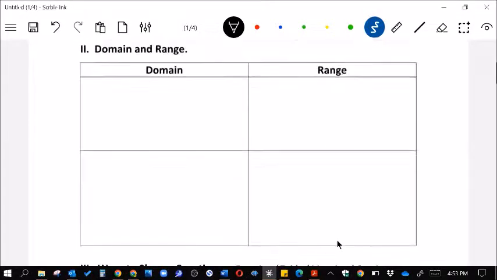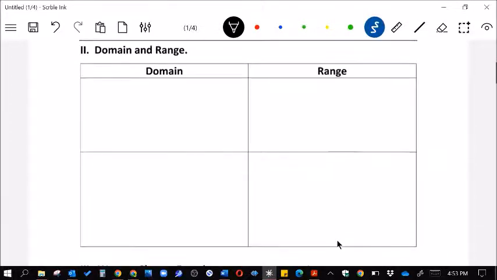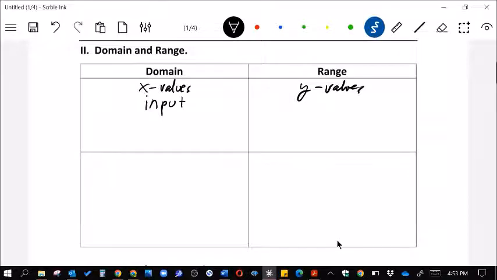Let's take a look at, for domain and range, what these various words and terms actually mean, of which I've already started some up there. Right? So the domain are x values. The range are y values of a function. Another way to think of it is that the domain is the input and it leads to the output. And as I said before, it's the independent variable.